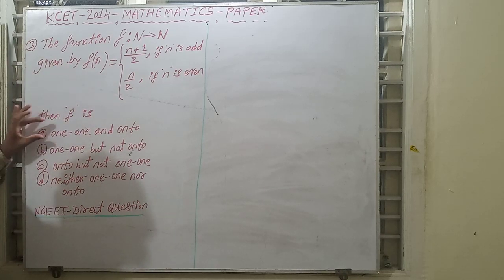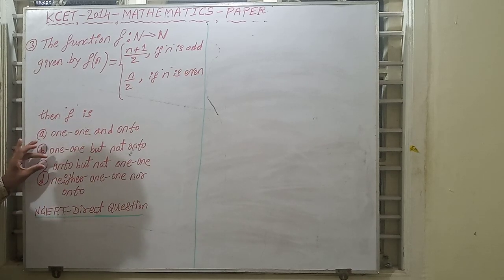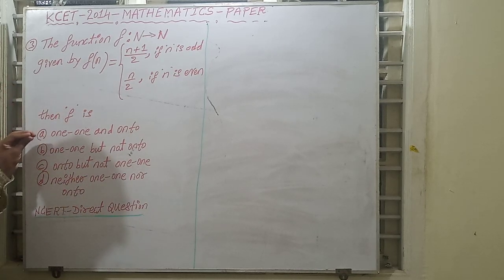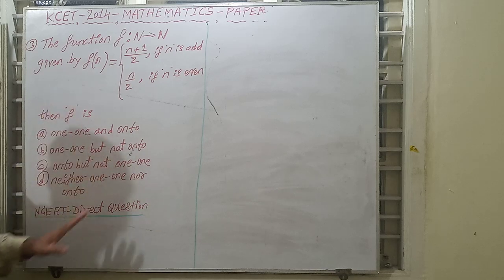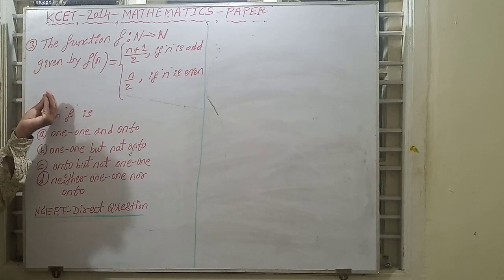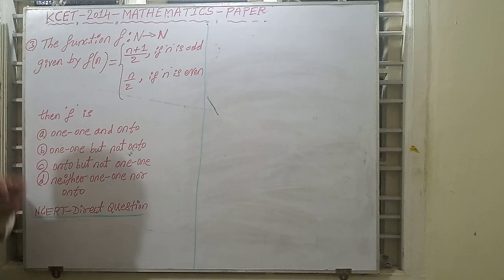The first option is one-one and onto. The second option is one-one but not onto. The third option is onto but not one-one. The fourth is neither one-one nor onto. So basically it depends on only two concepts, one-one and onto. It is a direct NCERT question. In NCERT theory classes, it is a 2 marks question in board exams. So let us move on to the first one.